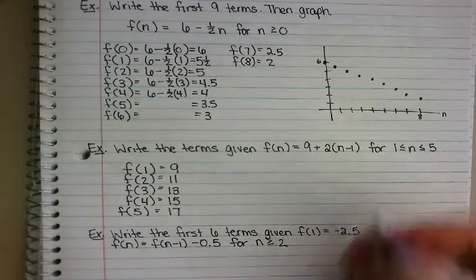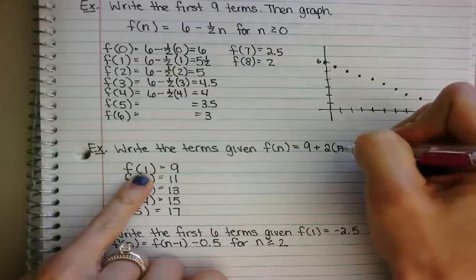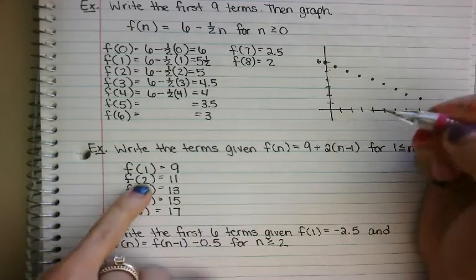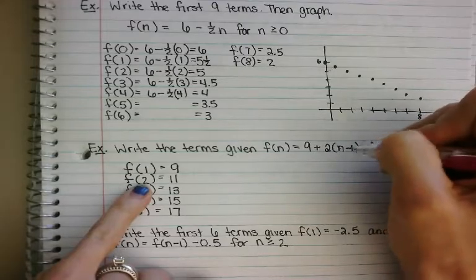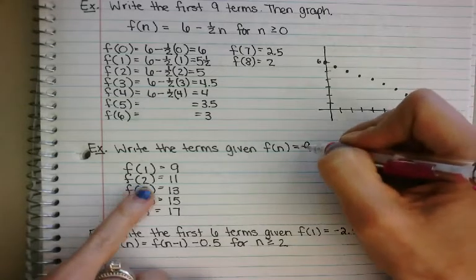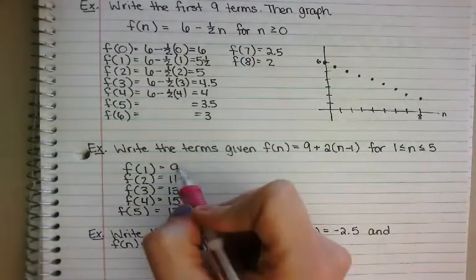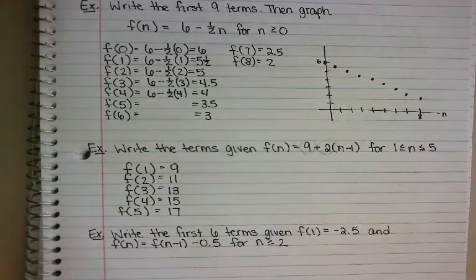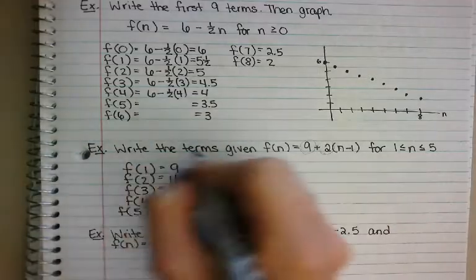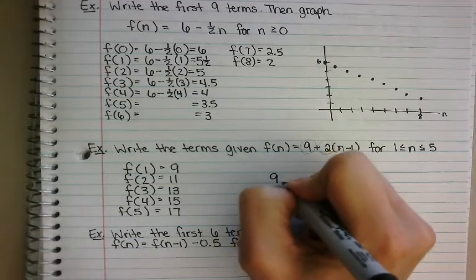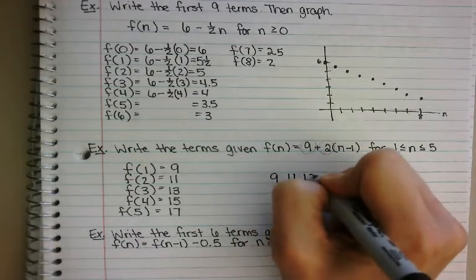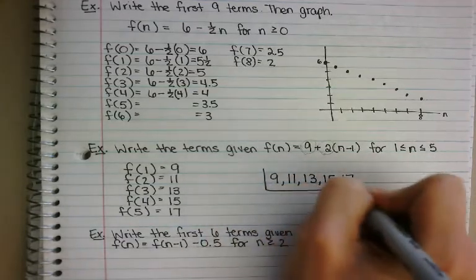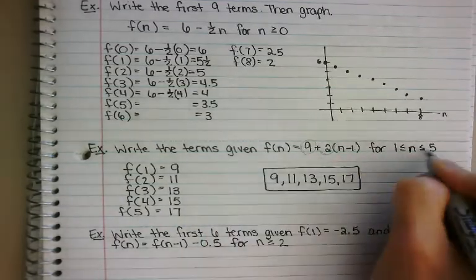So first term was 9, then they're going up by 2's. If you wanted to make more work for yourself, you could plug in the 1. And 1 minus 1 is 0, times 2 is 0, plus 9 is 9. I could plug in the 2. 2 minus 1 is 1, times 2 is 2, plus 9 is 11. Okay, but I can also kind of crank this out if I recognize that's the first term and that's the common difference. So, writing out the terms in the sequence, we've got a 9, an 11, a 13, a 15, and a 17. So this is finite, because they just said the 1 through 5 terms.